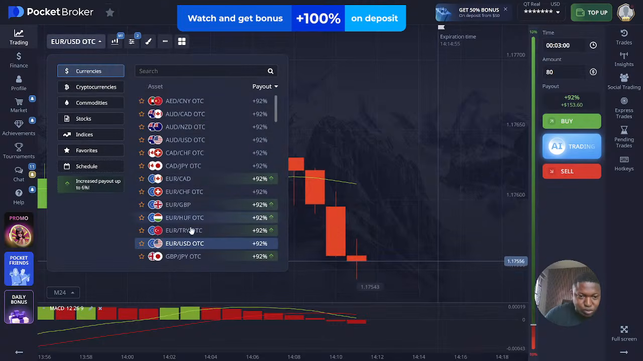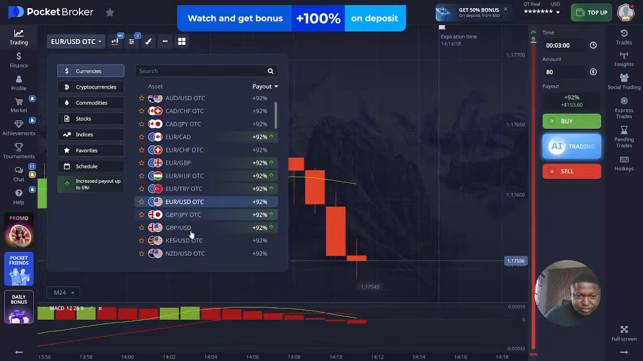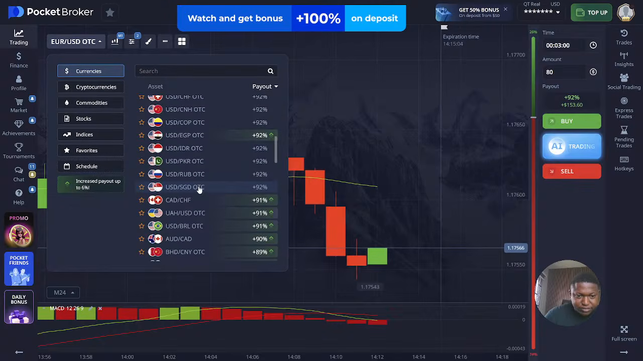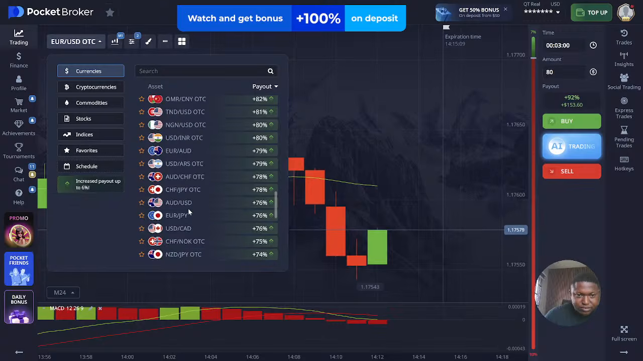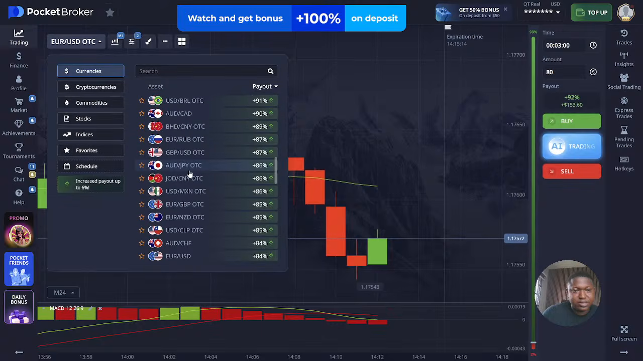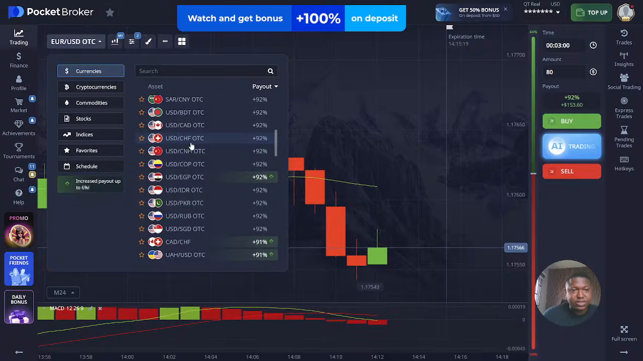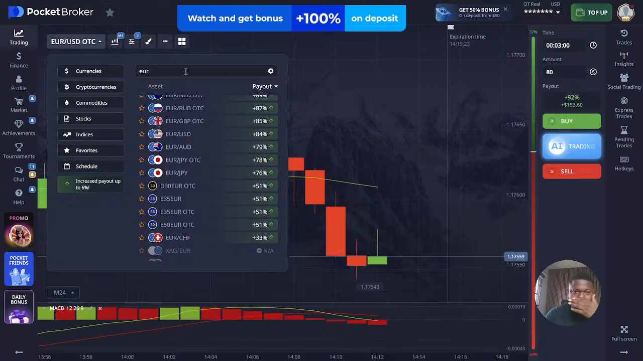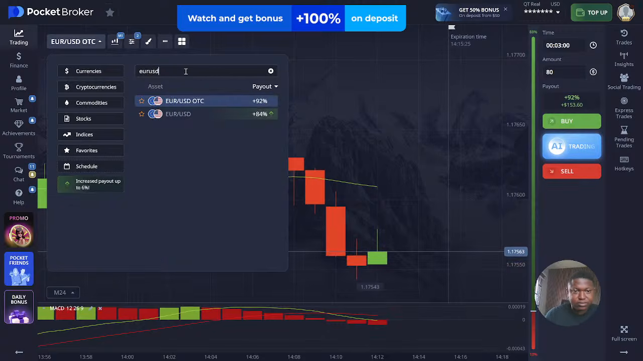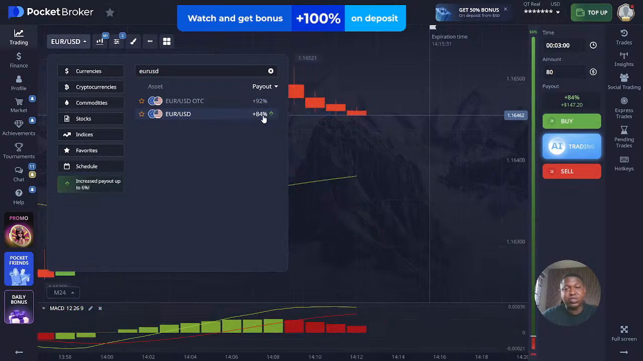Let me switch to Euro USD. Not there. We're in OTC right now. I want to get the real Euro USD. It seems it's not currently live. Okay, it's here. Don't mind that it has a low this thing.